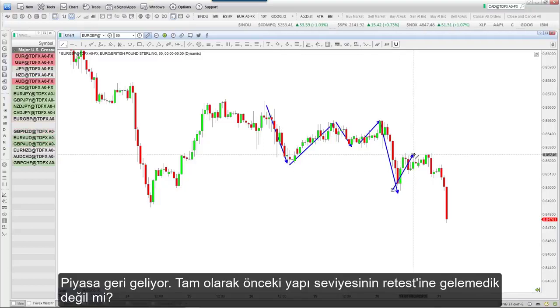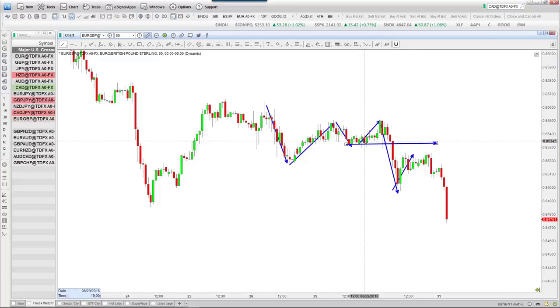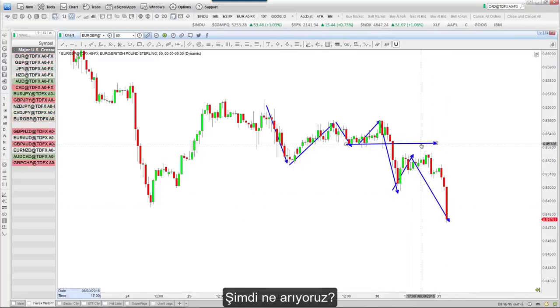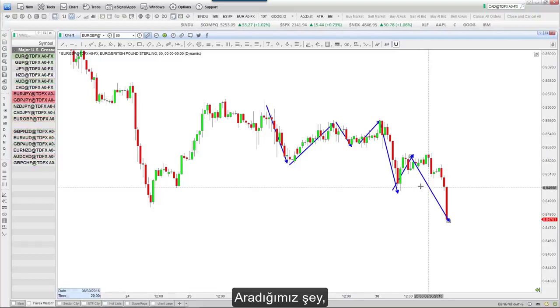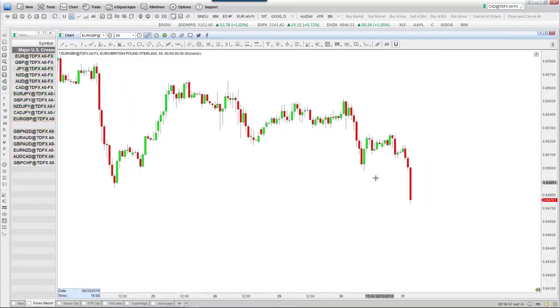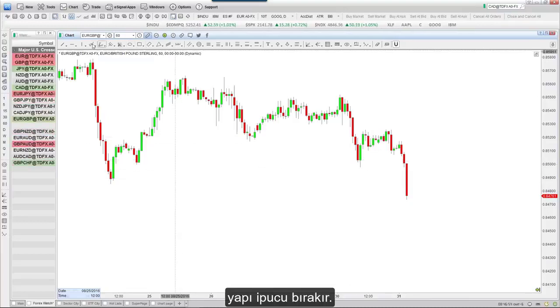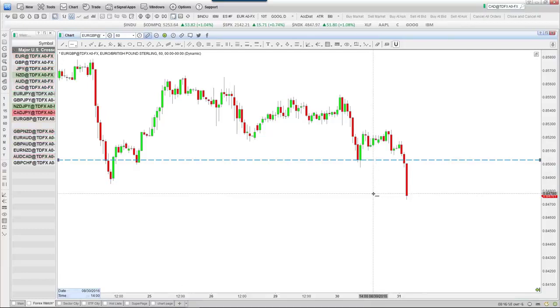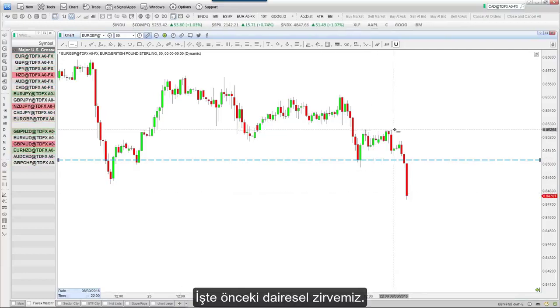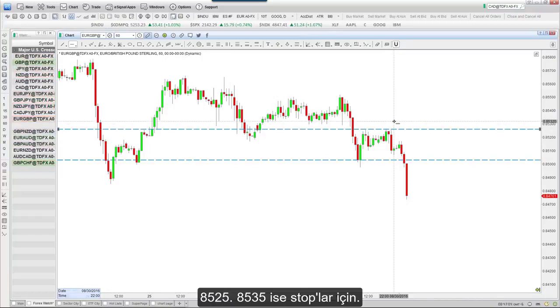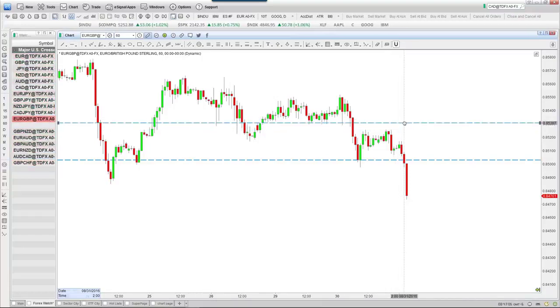Market comes back up. We didn't quite get up to retest this previous structure level, did we? And then the market rolls over. Boom. So now what are we looking for? Now we're looking for the most recent structure area to get short. Look left, structure leaves clues. Boom, there's our previous cycle bottom. Here's our previous cycle top. 85.25, go 85.35 for stops.